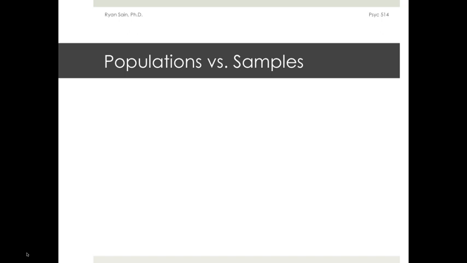First things up, populations versus samples. Since we're going to be talking about research, we need to talk about these different things, because this is what we're often going to be focused on, at least in terms of doing research, but also interpreting that research. We need to know who it applies to and where it came from.